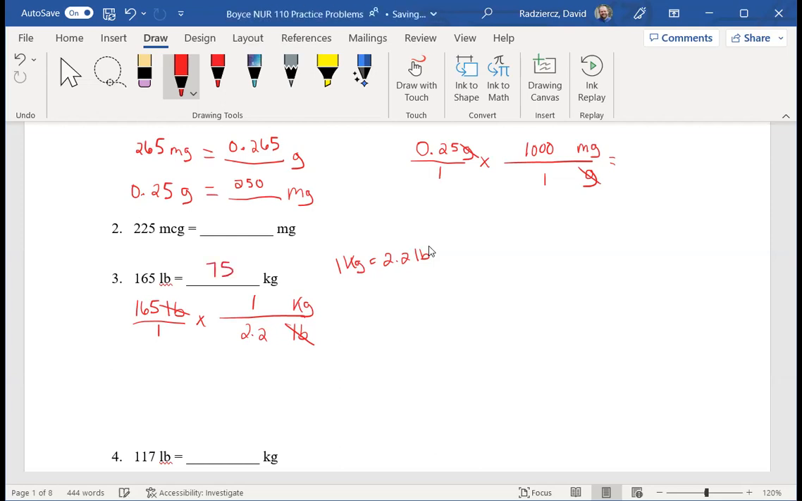Now, if I had gotten a number like, let's say, 75.454545 repeating, we would round to the nearest tenth. So in that scenario, it would be 75.5. Go ahead and try converting 117 pounds to kilograms and let me know what you get.